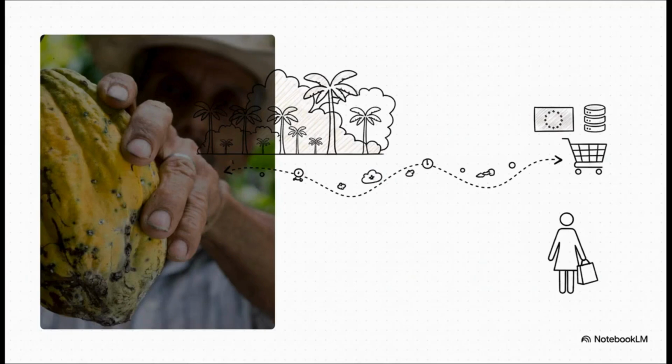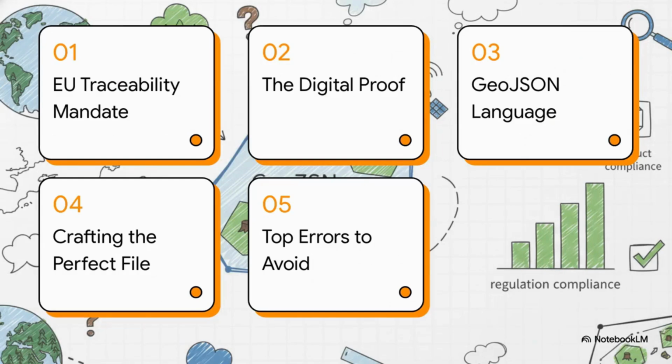So picture this. You make chocolate bars. How in the world do you prove that the cocoa inside, which came from a farmer maybe thousands of miles away, wasn't grown on land that used to be a forest? Well, the EU's answer is all about data. Specifically, a digital fingerprint of the exact plot of land where that cocoa was grown. This new rule creates a mandatory digital trail, connecting the farmer in this picture all the way to a customer's shopping cart.